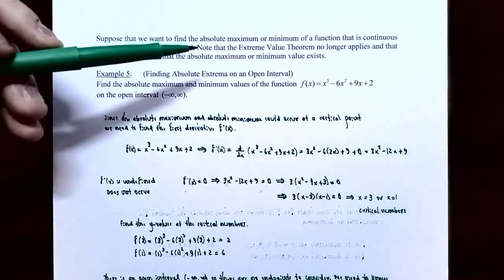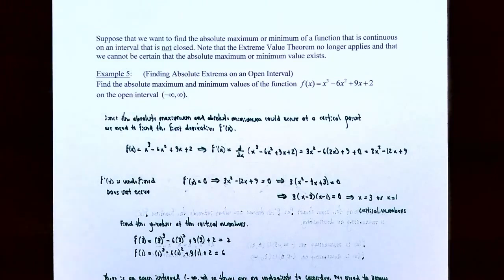Notice that the extreme value theorem no longer applies because you cannot guarantee that there's an absolute maximum or an absolute minimum if the interval is not closed. So maybe the absolute maximum or the absolute minimum does not exist, or maybe possibly both don't exist.